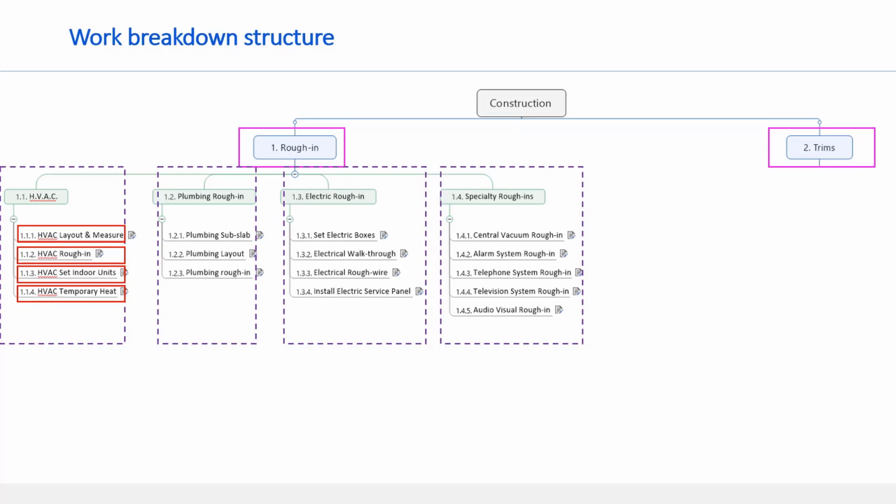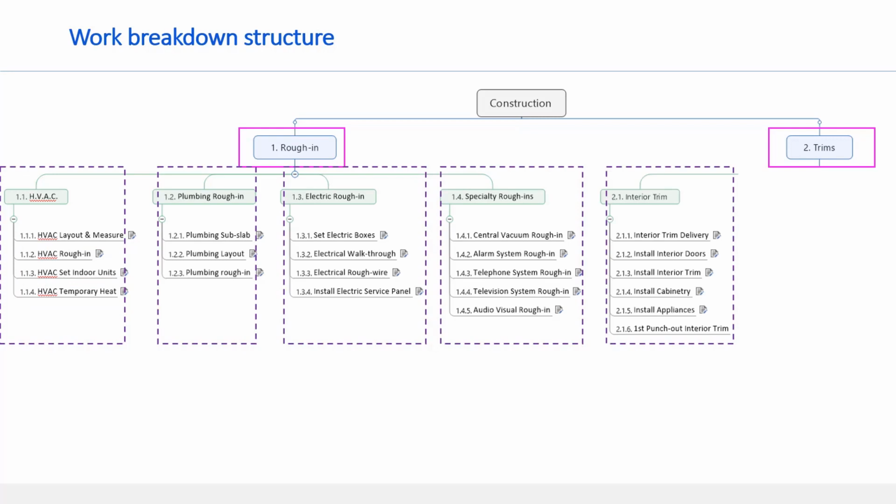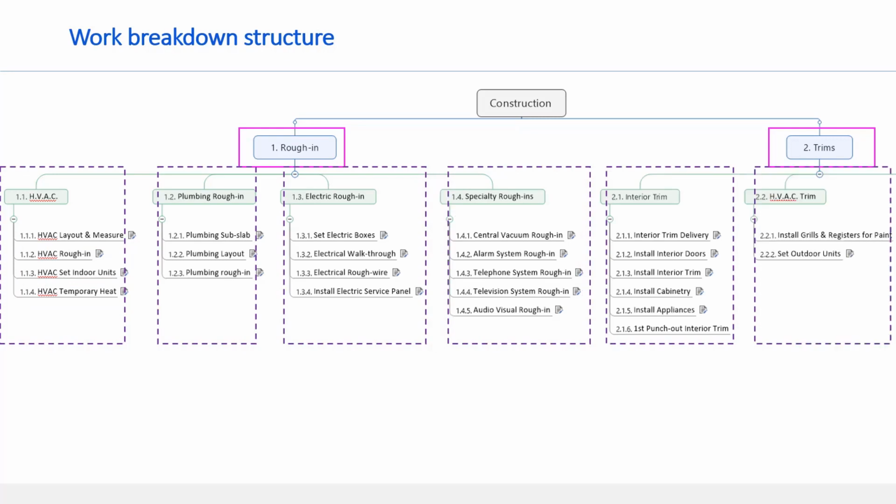Similarly, plumbing is divided into activities, same for electrical and specialty. The trims are further divided into interior trims and HVAC. The interior trims are divided into detailed activities and the HVAC trims as well.